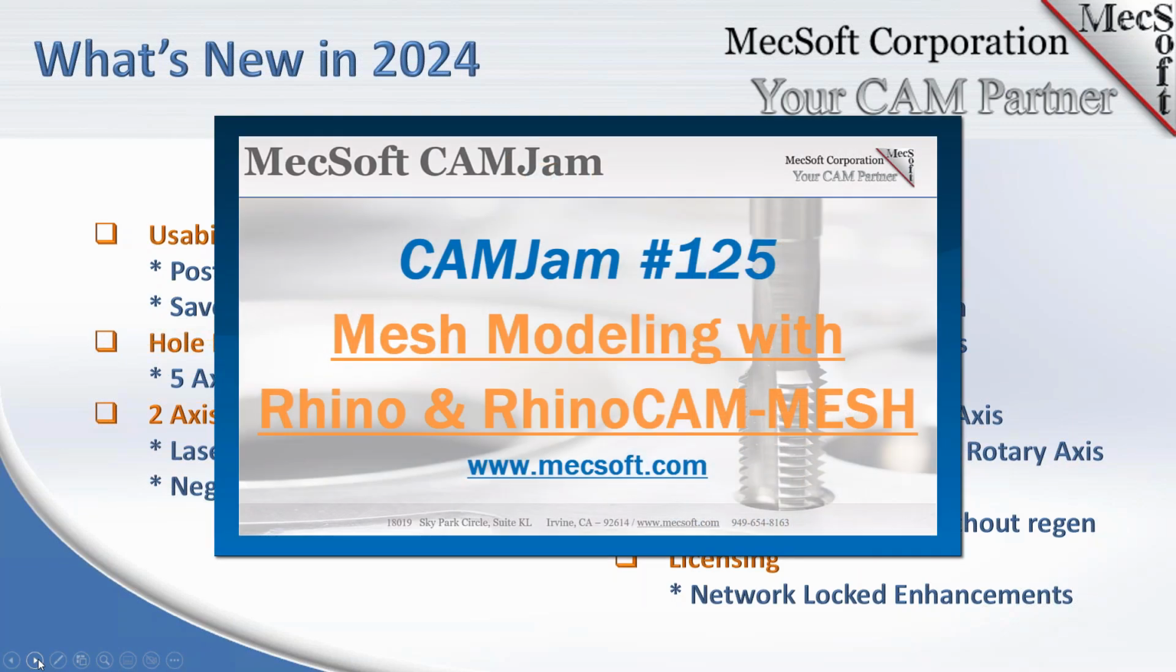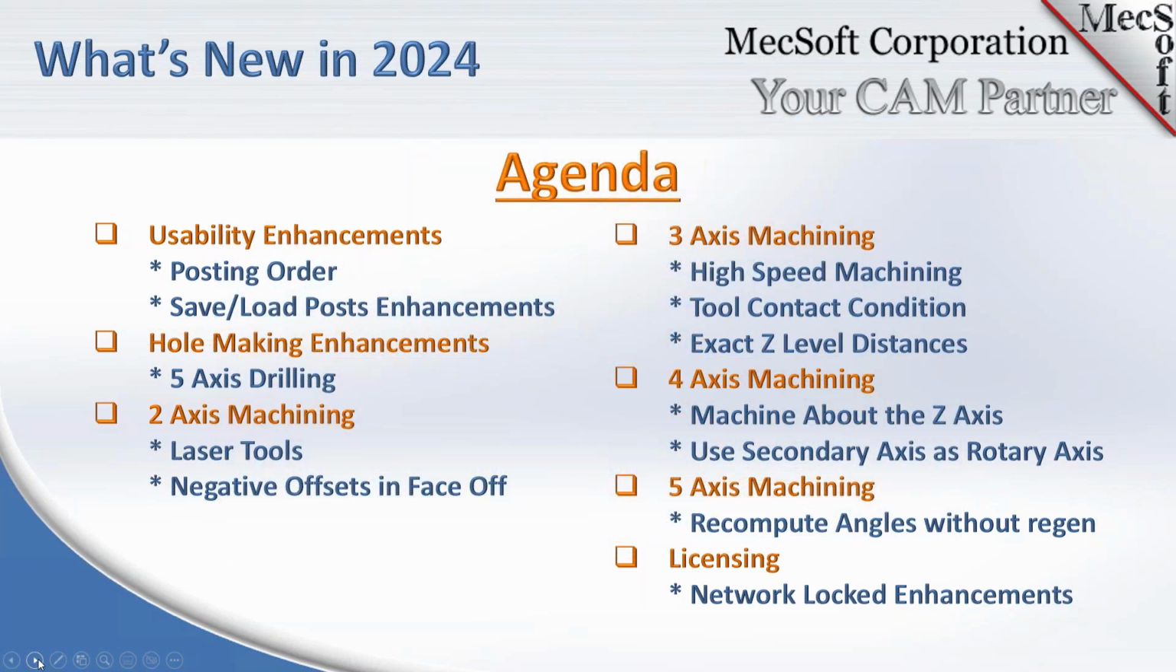The agenda for today, we're just going to be going over all the various highlights of the products. These are the major enhancements that we think we need to be highlighted. We'll start out with the usability enhancements of the product, talk about posting order changes in the product, save and load post enhancements. Then we'll go into hole making enhancements and specifically 5-axis drilling method that has been added.